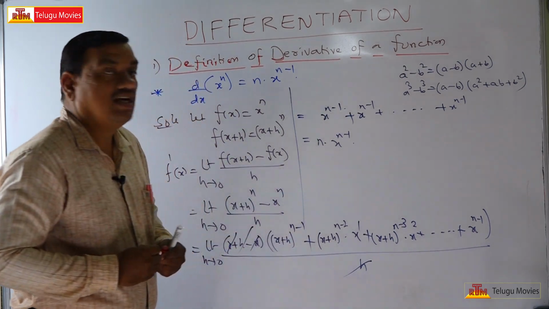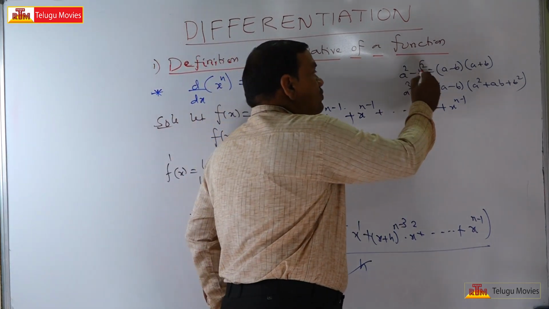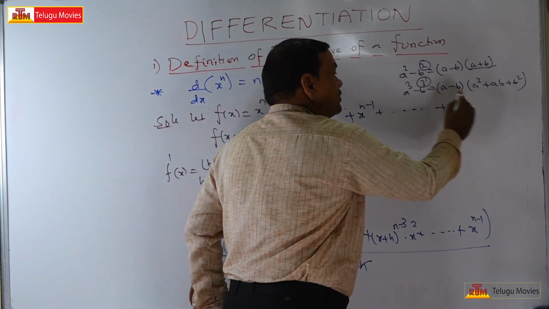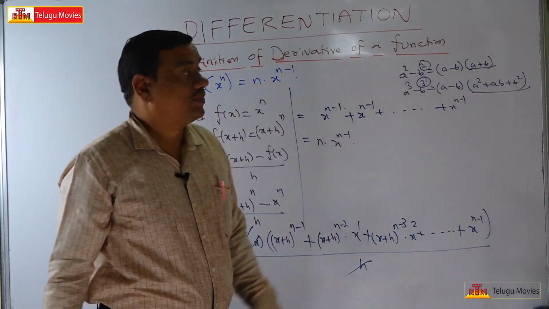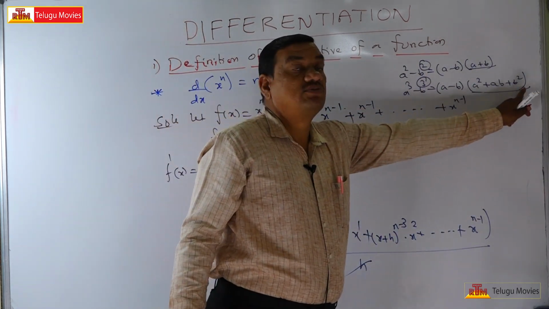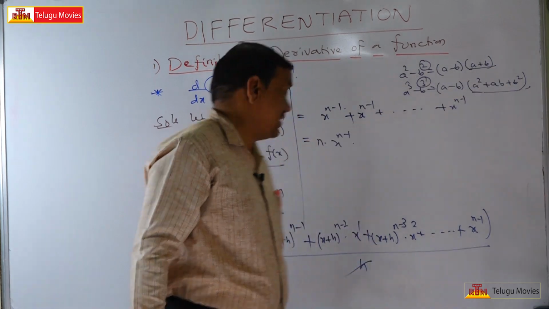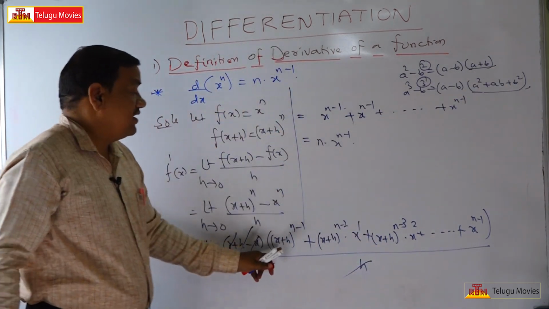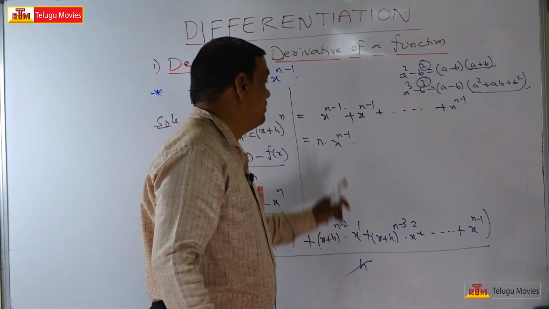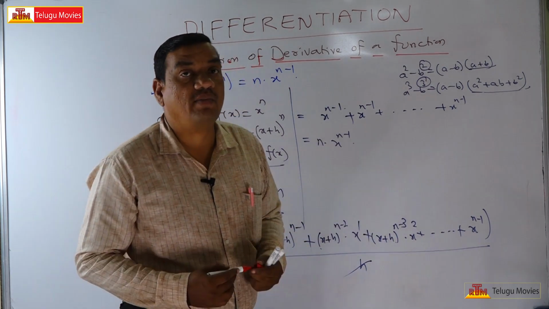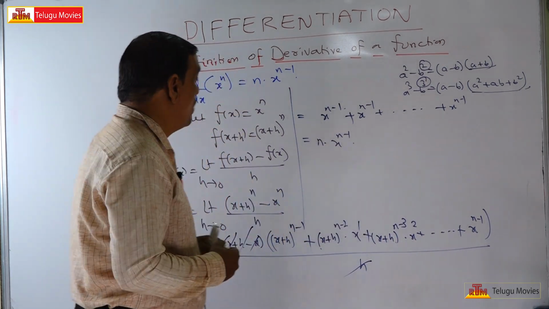Sir, how can you say that? See here, if it is x square, 2 terms are there. If it is x cube, 3 terms are there. If it is x power n, n terms will be there. So n into x to the power of n minus 1. I hope you understand this solution.